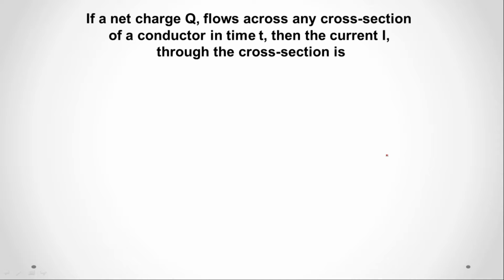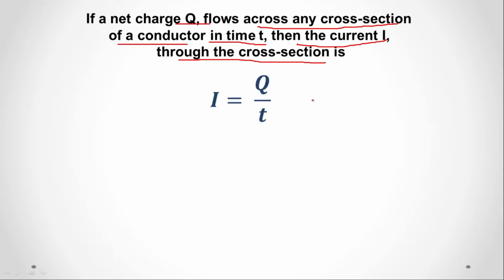Now let's see the definition of electric current according to your textbook. If a net charge Q flows across any cross section of a conductor in a time t, then the current I through the cross section is I = Q/t. A few seconds ago I told you that electric current or electricity is the rate of flow of charge. So what does rate define? Rate means in a particular time. The flow of charge in a particular time is known as electricity.